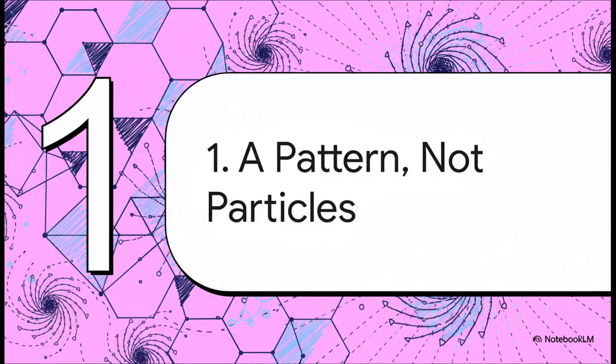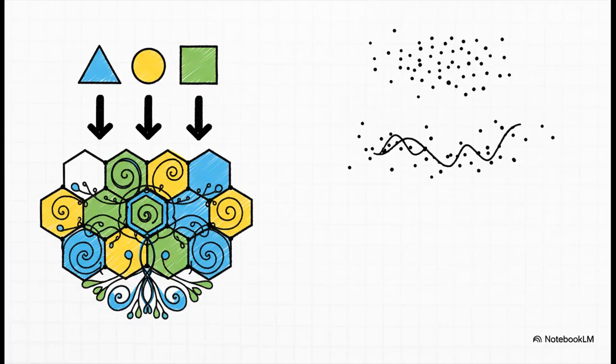Okay, section 1, a pattern, not particles. So if we want to see how this framework explains the speed of light, we first have to really get our heads around this shift from thinking about particles to thinking about a fundamental pattern. Here's what makes this whole approach so different. Most of modern physics works from the top down. We see something in an experiment, we get some data, and then we try to build a theory to explain it. Well, UFRF flips that completely on its head.